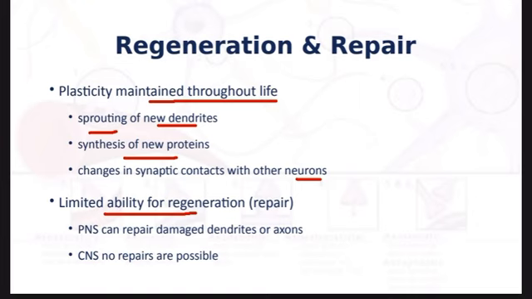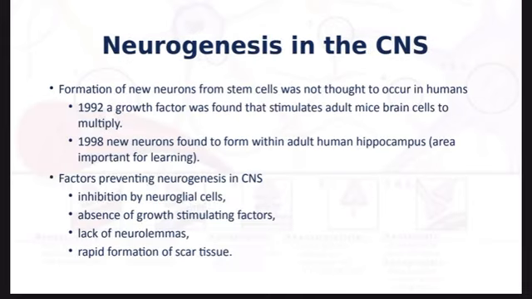In the PNS, we can repair the damaged dendrite or axon only. Cell body we cannot. We will talk about it. CNS or central nervous system, no repair are possible. لكن في الفترة الأخيرة في احتمالية بعض الريبيرس، لكنها بشكل عام جدا جدا مستحيلة أو شبه صعبة، شبه مستحيلة خلينا نقول.